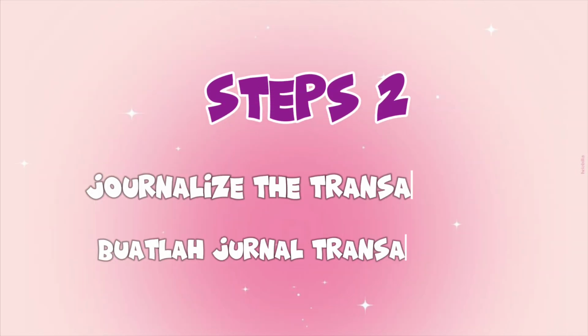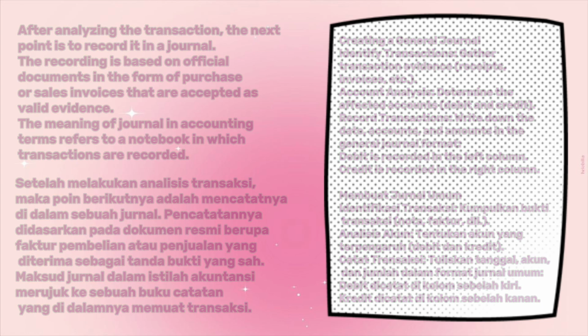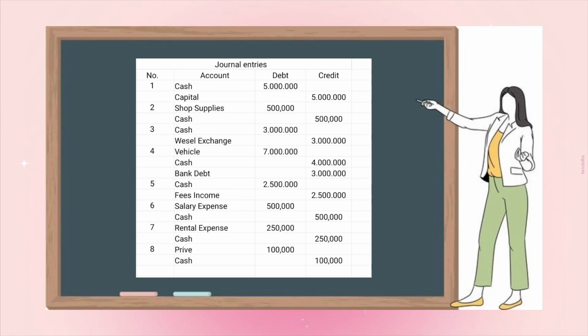Step 2. Journalize the transactions. After analyzing the transactions, the next point is to record it in the journal. The meaning of journal in accounting terms refers to a notebook in which transactions are recorded. Record transactions. Write down the date, accounts, and amounts in the journal format. Debit is recorded in the left column. Credit is recorded in the right column.